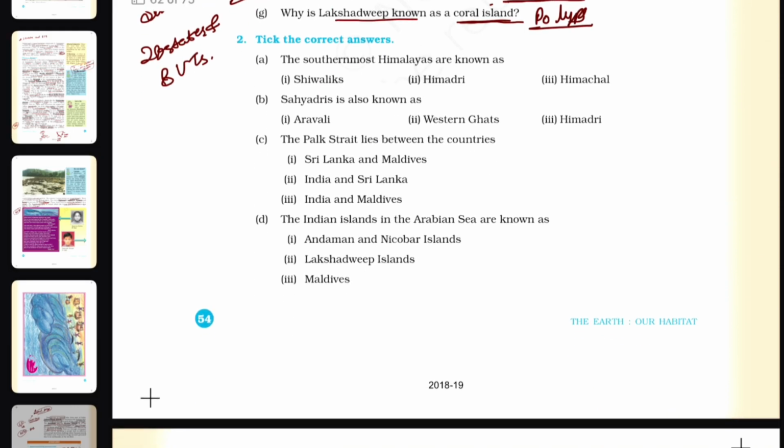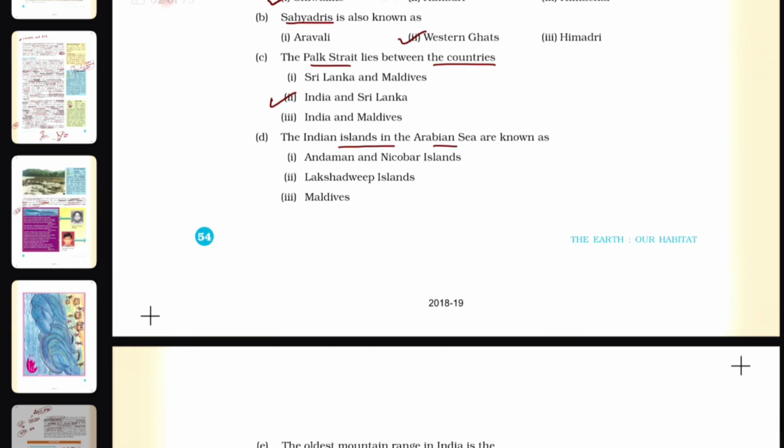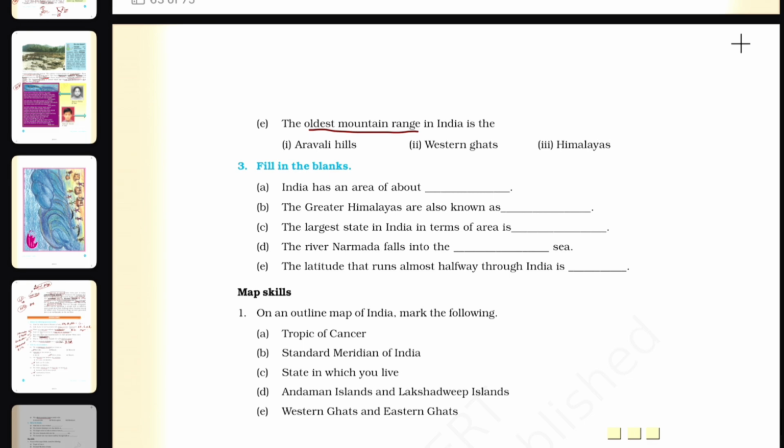The southernmost Himalayas are known as, we read about it, the Sivaliks. Okay. Then second question, Sahyadri is also known as Western Ghat. Palk Strait lies between the countries India and Sri Lanka. The Indian islands in the Arabian Sea are known as Lakshadweep. Okay. The oldest mountain range in India is the Aravalis.